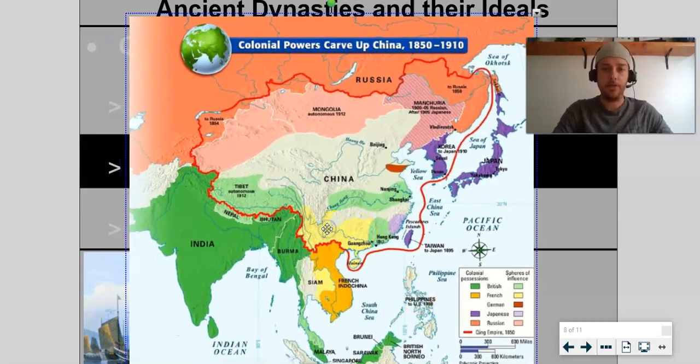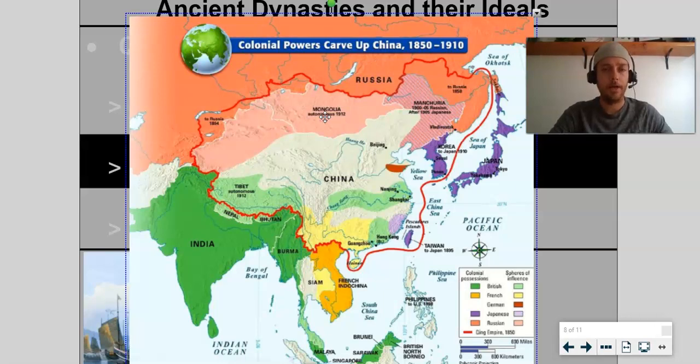Everything in the yellow here, that's the French, where they have control. Everything in the green, that's where the British control. The purple are the Japanese. The orangey salmon is the Germans. The pink are the Russians. So probably over 50% of China is under foreign control at this time, because in these spheres of influence, the Europeans can do whatever they want.